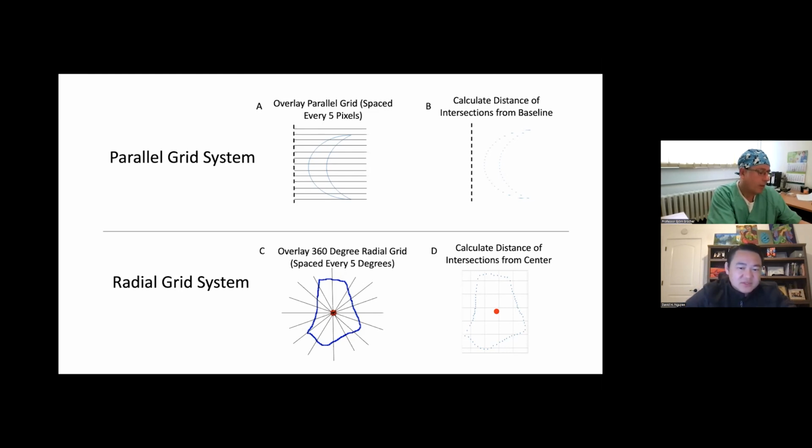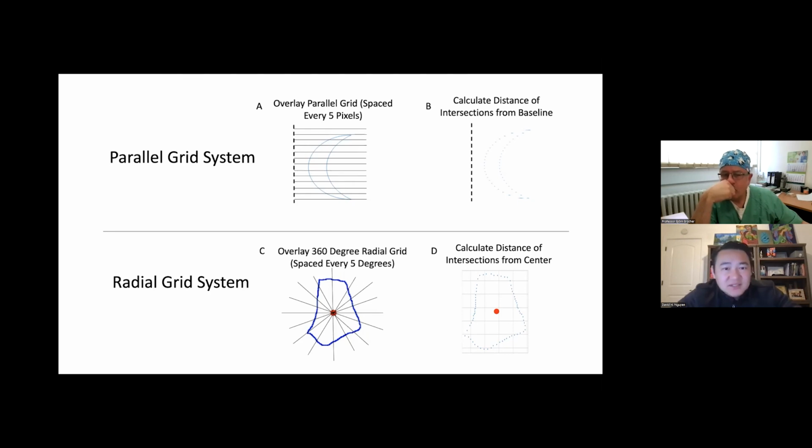And in the bottom row, we use a different grid system. We call this the radial grid system. That is, we define the center of the object as the origin of this radial system. And we apply a grid of 360 degrees' worth of radial lines, every 5 degrees. And we can again measure the distance of every single intersection between the radial line and the object and measure that distance to the red dot, which is the origin.